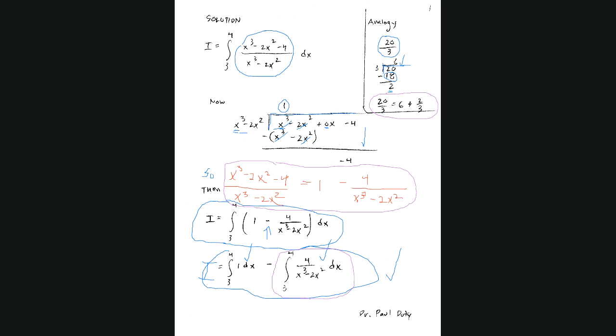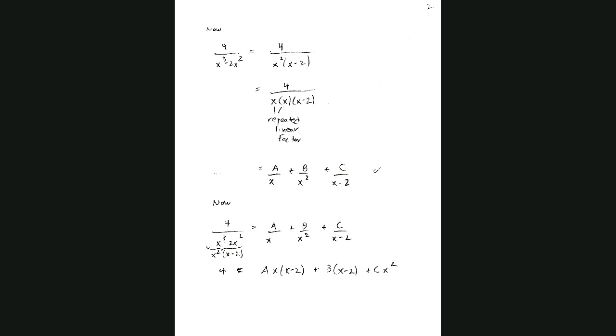Okay, so this 4 divided by x cubed minus 2x squared. What do we definitely want to do with that denominator, x cubed minus 2x squared, if we're going to use partial fractions? That's right, Tyreek. We want to factor it. So, okay, let's go to the next page. Okay, I'll give you a moment to copy this.